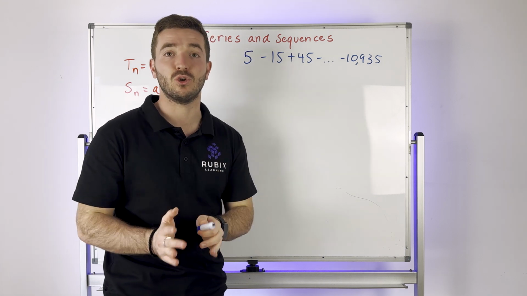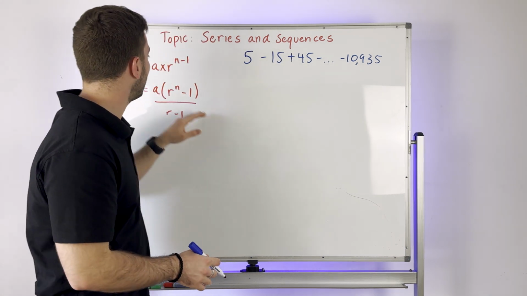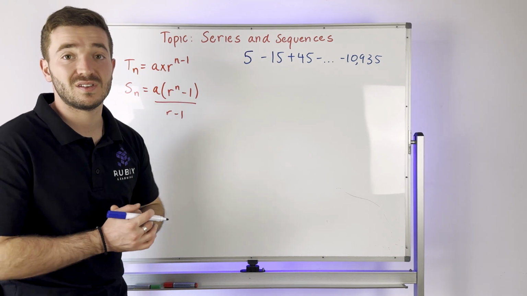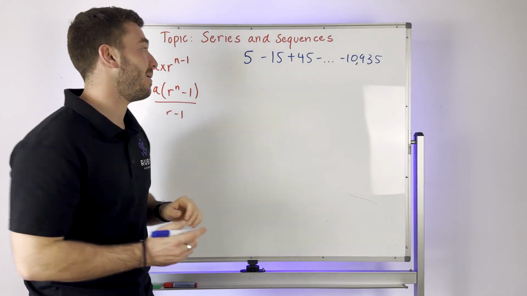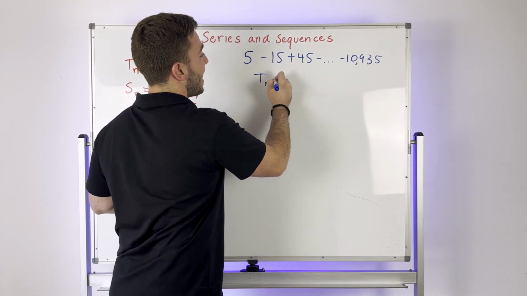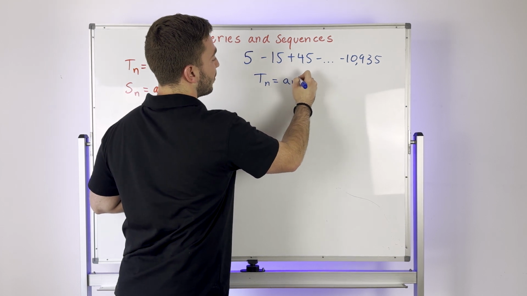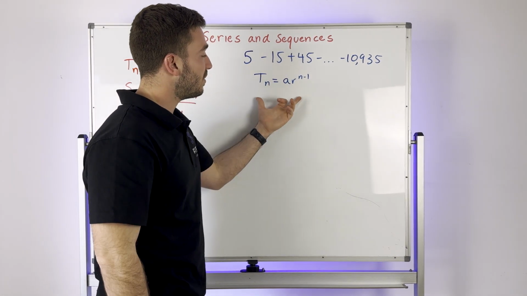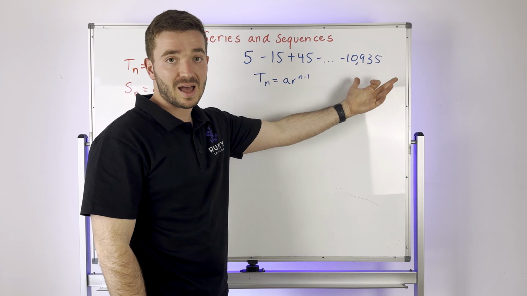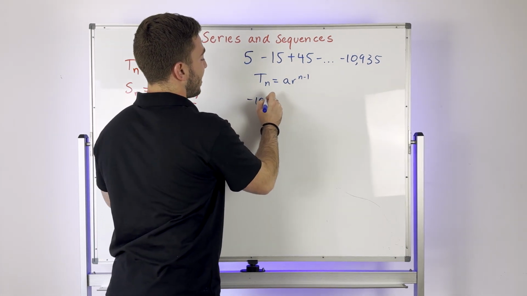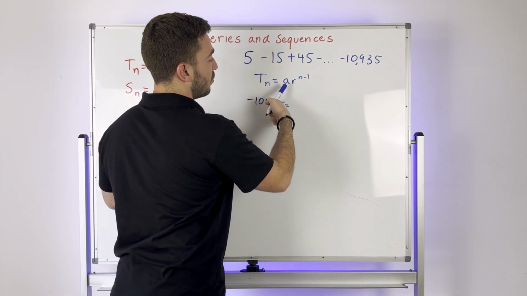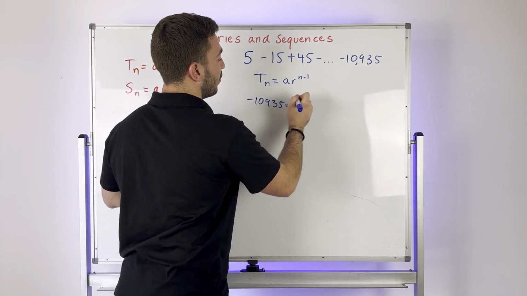So the first thing we're going to do is back solve using the formula to find a specific term to solve for n. So the formula we're using is Tn equals a r to the power of n minus 1. Using this formula, we can sub in our last term, so minus 10,935 is equal to a, which is going to be our first term, 5.